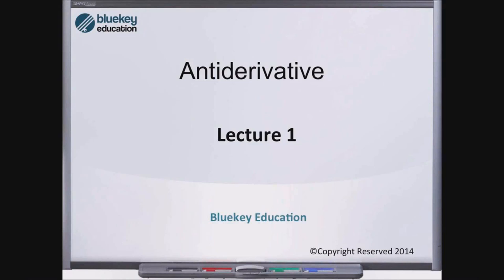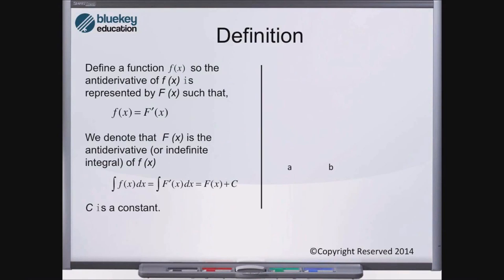Today we're going to talk about the antiderivative. Let's start from the definition. Define a function f(x). The antiderivative of f(x) can be considered as the operation that goes backwards from the derivative function to the function itself.